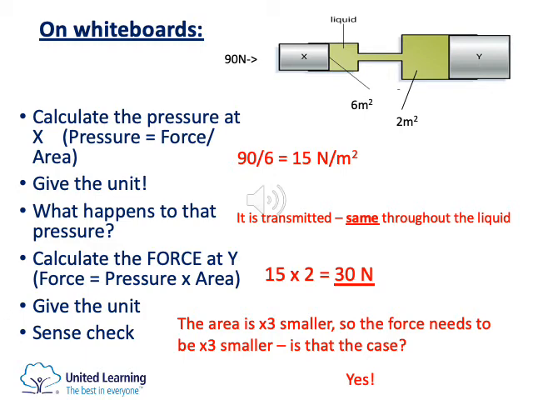However, the surface area is now smaller. It's 2 meters squared. So we need to find the force at Y. The force is equal to pressure times area. So that's 15 times 2, which is equal to 30 newtons. Wow. So we started off with 90 newtons of force, and we end up with 30 newtons, which is 3 times smaller. Well, to be fair, that makes sense, because the surface area is also 3 times smaller. Okay?